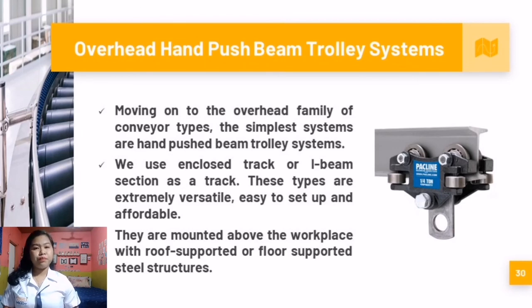Overhead hand push beam systems. Moving on to the overhead family of conveyor types, the simplest systems are hand-pushed beam trolley systems. We use enclosed track or I-beam section as a track. These types are extremely versatile, easy to set up, and affordable. They are mounted above the workplace with roof-supported or floor-supported steel structures.